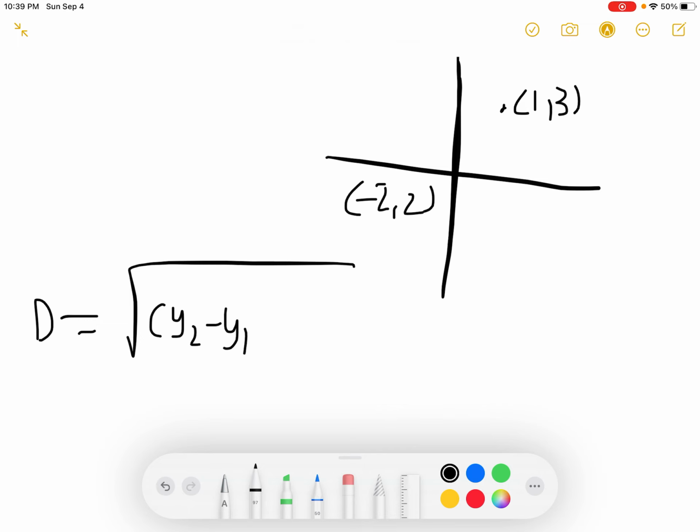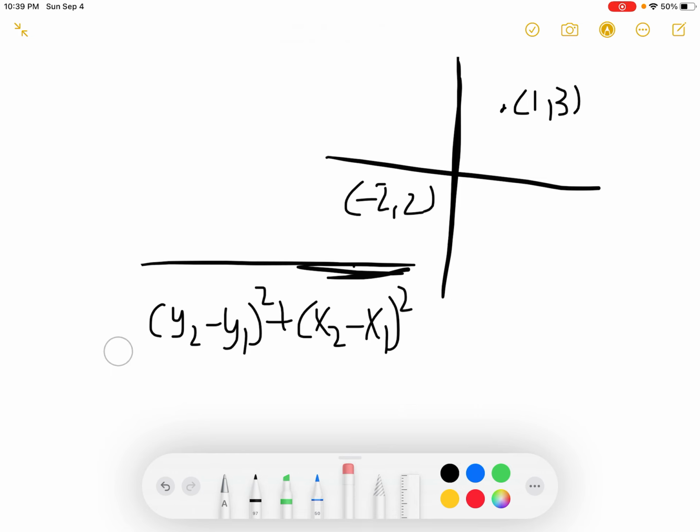And once again, it doesn't actually matter what order you did this in, because of the commutative property. But you just have to have the x's and the y's together, but I would just recommend doing this one. So you would simply just plug in the numbers, and that's how you can find the distance between them.